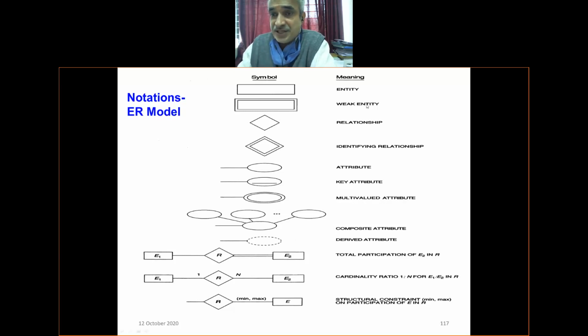Entity, weak entity, relationship, identifying relationship, attribute, key attribute, multi-valued attribute, composite attribute, then derived attribute, total participation, then cardinality ratio, one to many, many to many, etc. And the best thing is the structural constraint, where with min-max you specify the minimum number of times this entity participates in a relation, and the maximum number of times it participates here.